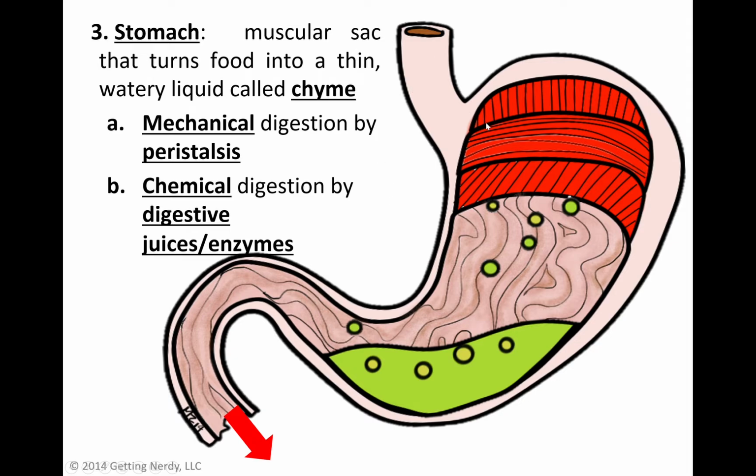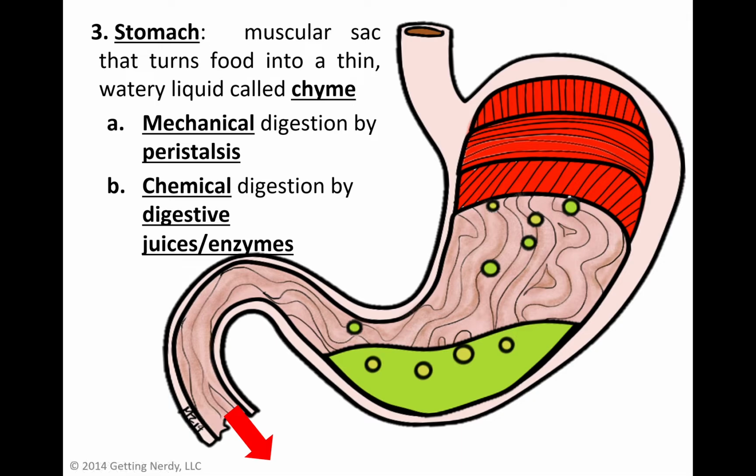But once food comes in, this shows you the muscle layers. The stomach will do mechanical digestion by peristalsis, so it's squishing and moving, and that's mixing the food, the bolus that comes in, and then there are digestive juices and enzymes that will chemically digest whatever has entered your stomach. So by the time it leaves the stomach, that bolus or mass of food is turned into a thin, watery liquid called chyme. C-H-Y-M-E is chyme.